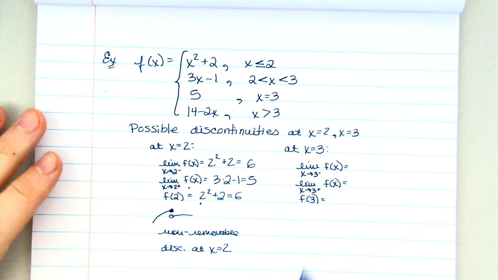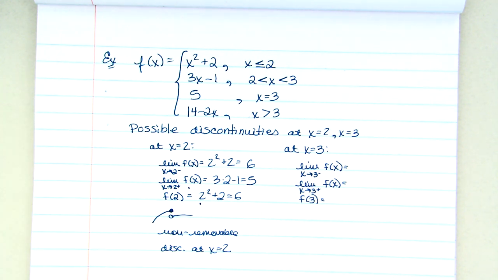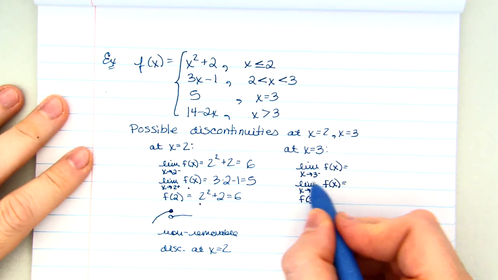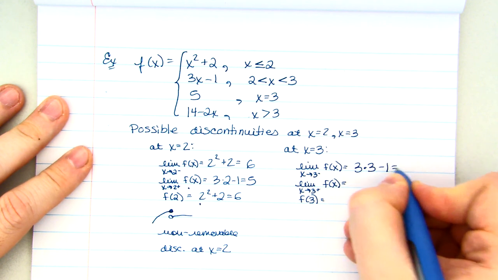Yeah, I'm really not crazy about this order. I really should have done the f of 3 in the middle so I kind of see from the left, right there, from the right. Mahalis, how about as we approach 3 from the left? 3 times 3 minus 1, 8.